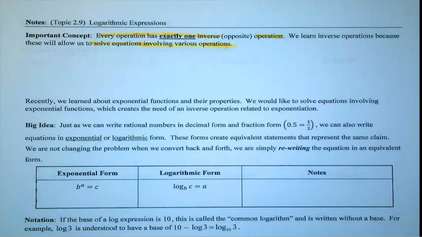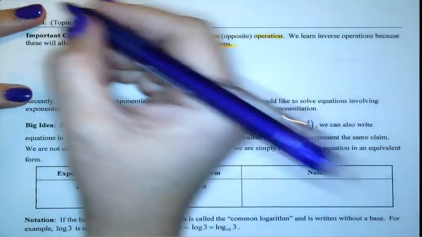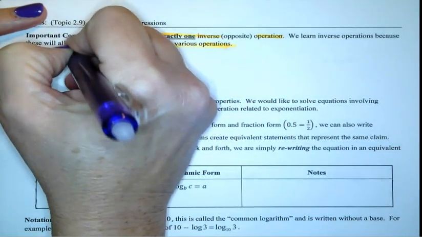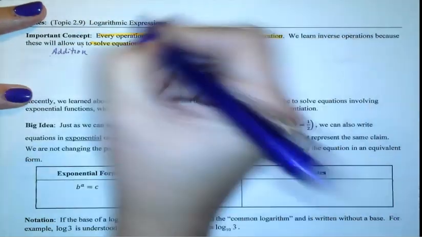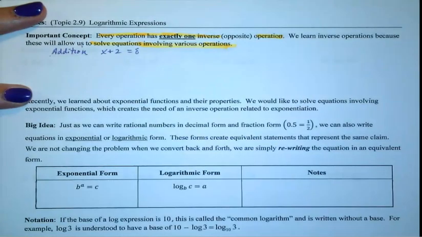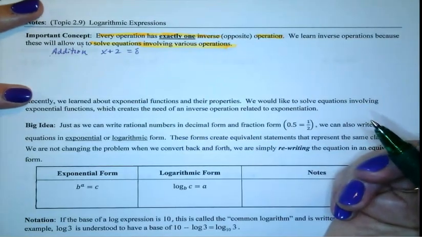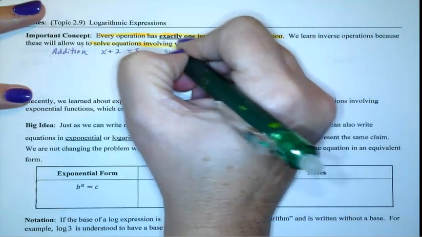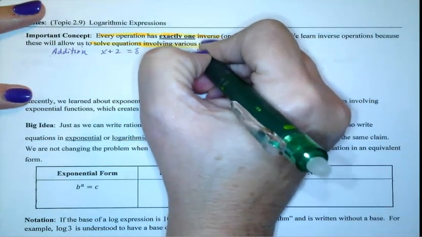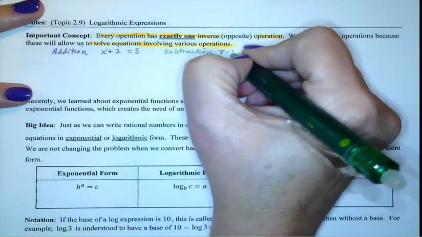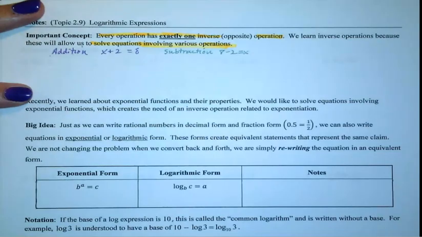So let's start today, before we get too much into our logarithmic expressions, and recap a little bit. Let's say I had the operation addition. Then I might be talking about something like x plus 2 equals 8. Well, it does have an inverse operation, an operation that would undo that process. And that inverse operation is subtraction. So in subtraction, that might look like 8 minus 2 equals x.